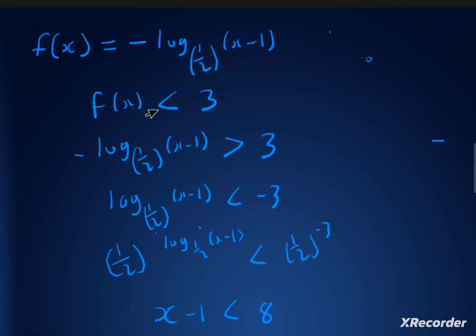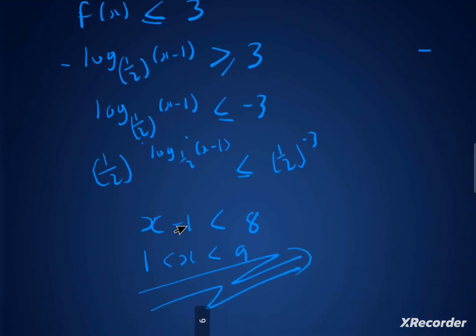If the question had this instead, less or equals to, you would have had less or equals to everywhere, less or equals to here, less or equals to here, right? So meaning that in the answer you'll have less or equals to here, but here it's not going to be less or equals to, because it's the asymptote.